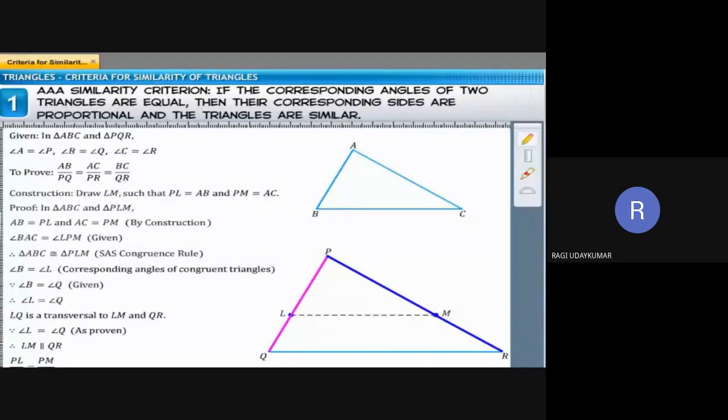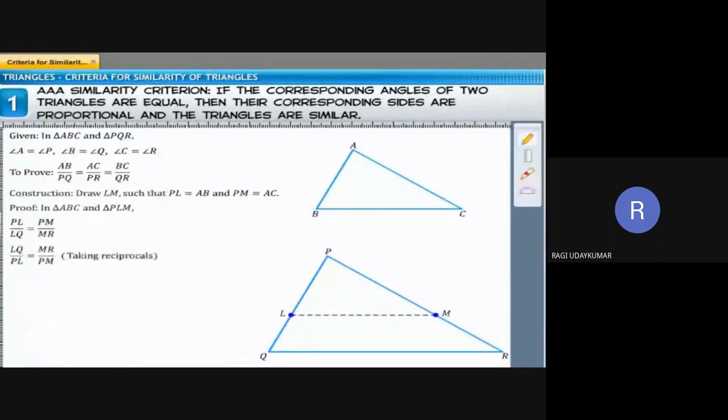So if you apply the basic proportionality theorem in triangle PQR, what you can say here is PL by LQ is equal to PM by MR. Isn't it? Did you get my point? Yes, sir. Take the reciprocal. LQ by PL is equal to MR by PM, and add one on both sides.